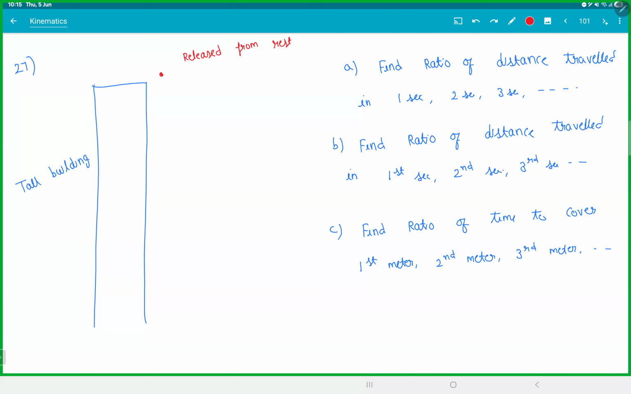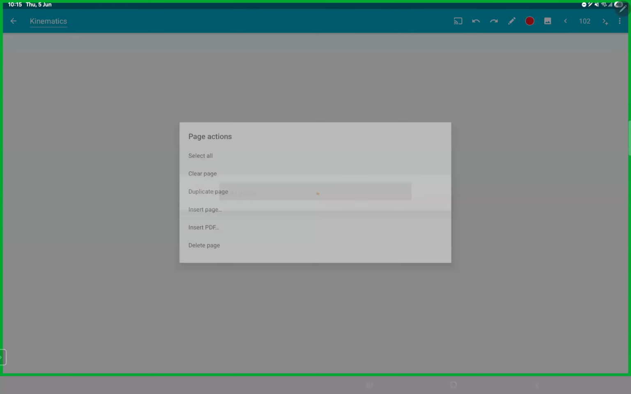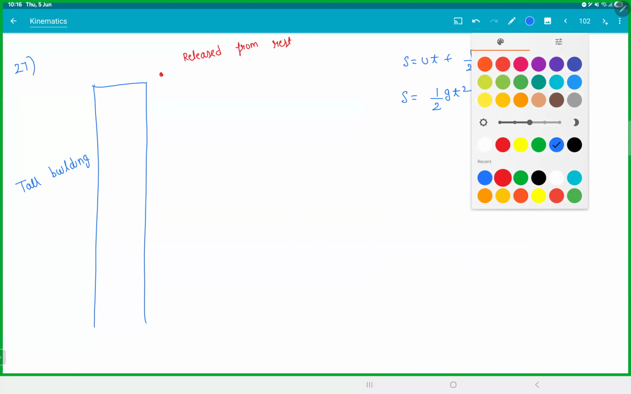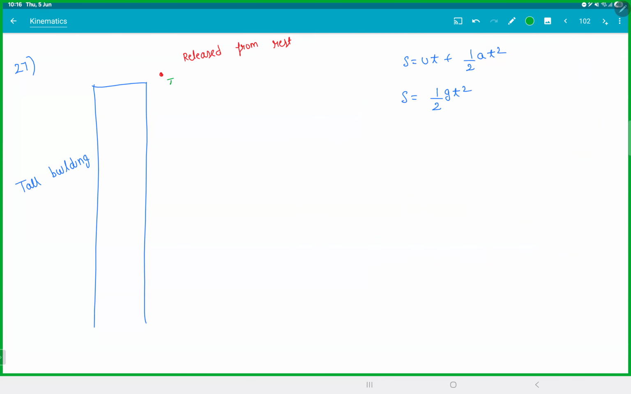Let's see the first two parts. So you want to find the ratio of distance traveled in 1 second, 2 seconds, 3 seconds. Fair enough. So what is the equation? S is equal to ut plus half at square. You're dropping from rest, so your initial velocity is 0. Gravity is simply half g t square. So minus sign, but it is coming down. So in 1 second, you will travel how much? Remember, this is t is equal to 0. So in 1 second, you will go half g 1 square. That is t is equal to 1. In 2 seconds, you will go half g 2 square. In 3 seconds, you will go half g 3 square.